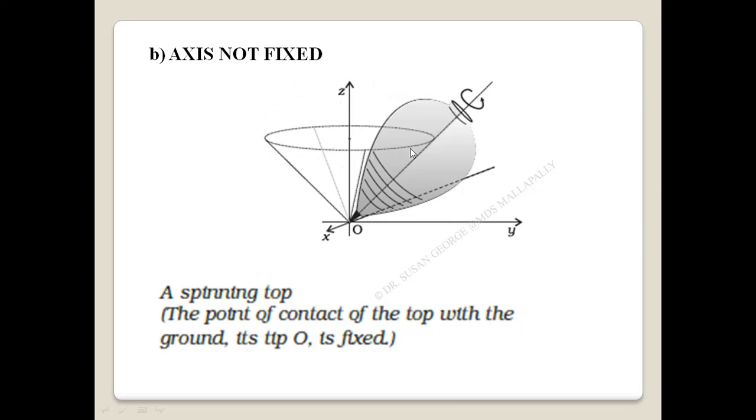All right, so there is movement. But what happens here? The tip of the top on the ground will be a fixed point. So there will be rotation, but the axis will not be fixed. Now this circular motion it exhibits is called precession.